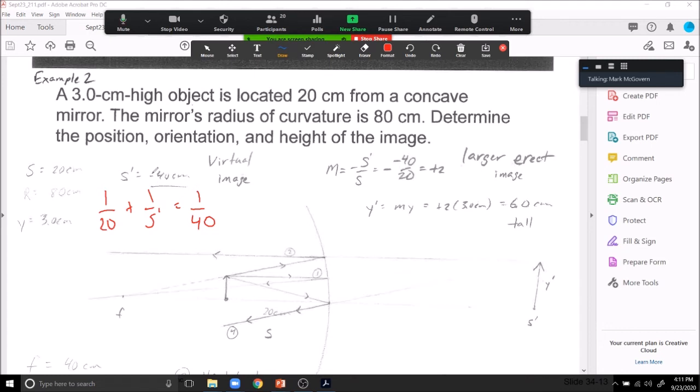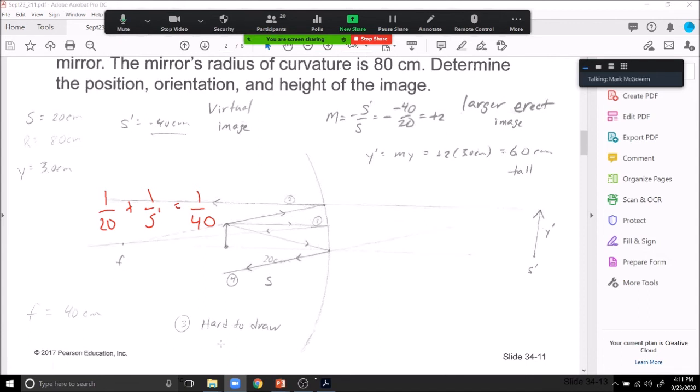Now it's negative. That means it's a virtual image, so it's going to be 40 centimeters on this side of the mirror. We work out the magnification. The negative 40 cancels with the negative in the formula, and we see that our image is actually twice as large. That means it's going to look 6 centimeters tall. I did the ray trace, and you can see it's pretty close to being exactly double. It's very hard to draw these things accurately, though.